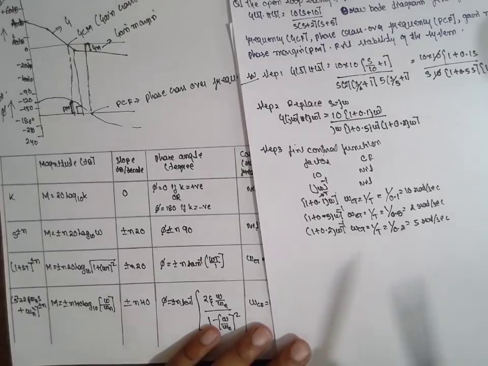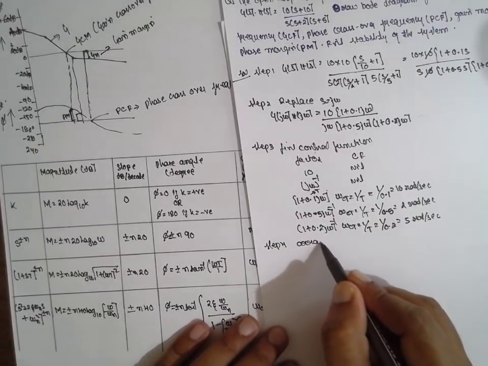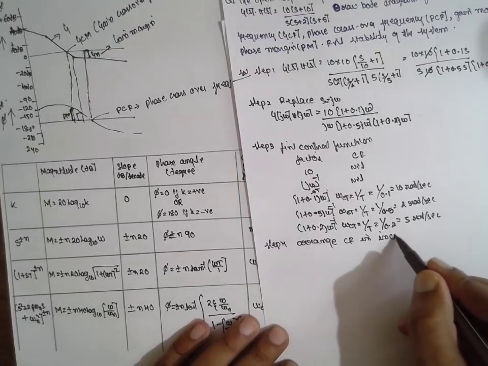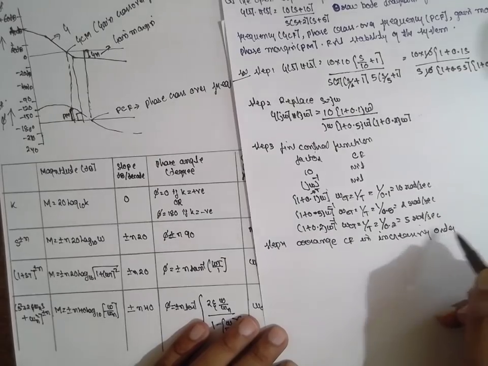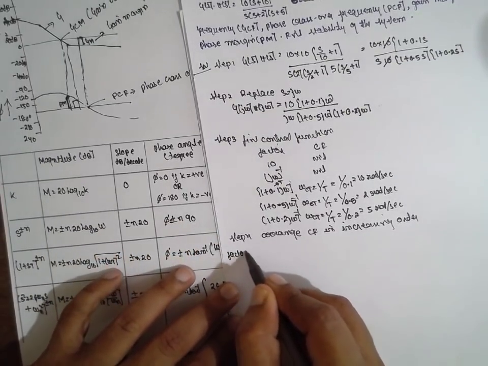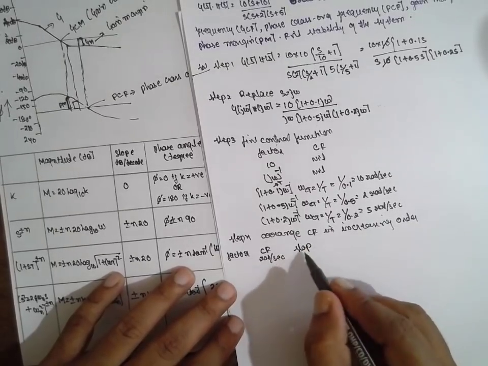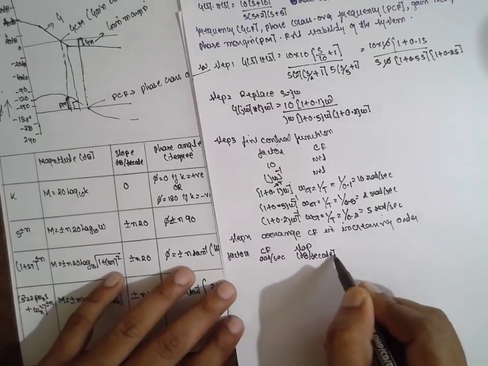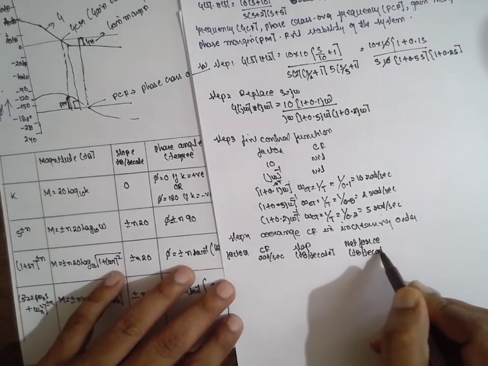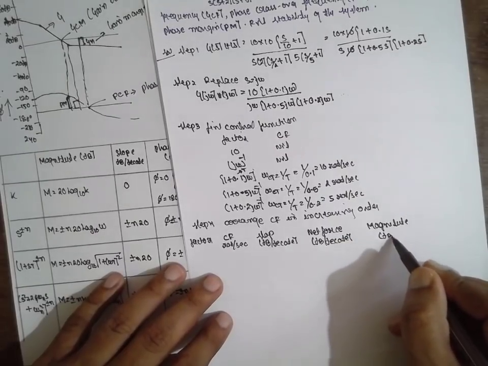Okay, now we are going for the table. Step 4, we are following the table. Arrange the CF in increasing order. First I will write the factor. This is a procedure. Next CF in radian per second. Next slope in dB per decade. Net slope in dB per decade. Next magnitude in dB, and phase angle.